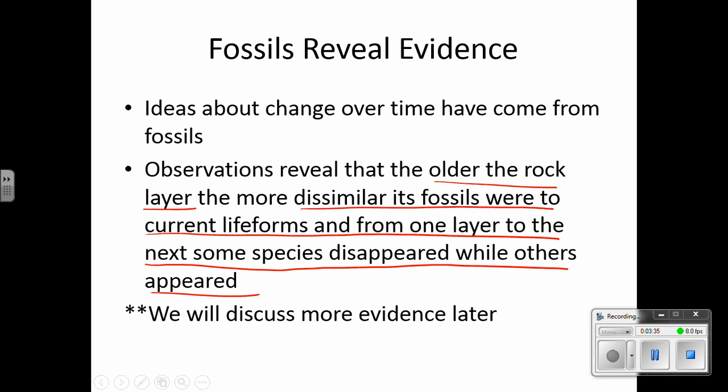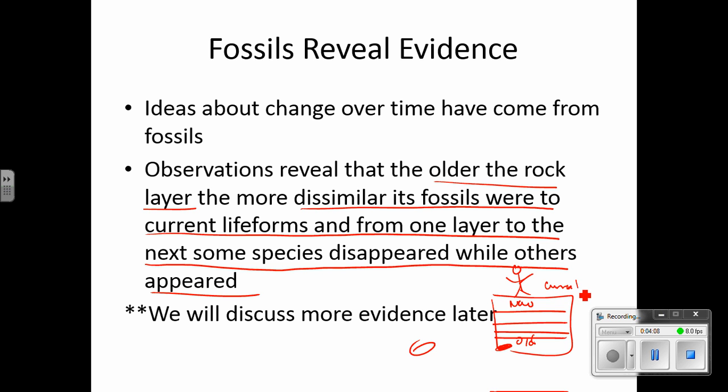We're going to discuss fossil evidence a little bit more later, but what they're saying here is that here's your rock layer. Say this is where you are, and you're walking up here. These rock layers are going to be newest. These are going to be oldest. The fossils in this layer are going to look most dissimilar, less like the things that currently exist, than the ones here. They're going to be a little bit more similar to what currently exists.